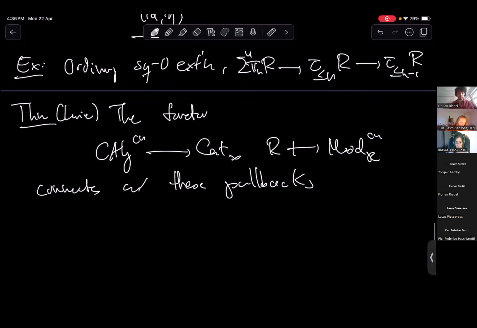And this kind of formally immediately implies that this is also true for the functor coalgebras in connective modules. So this lets us reduce the question of, let's say, lifting along arbitrary square zero extensions to split ones.